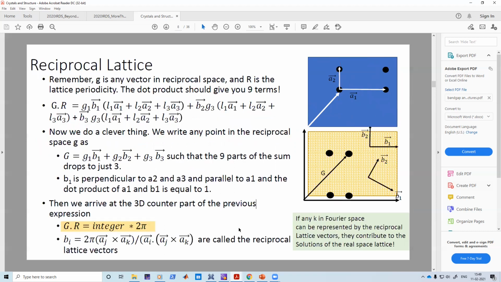And we saw that any k in Fourier space, if it can be represented by a reciprocal lattice vector, should contribute to the solutions in the real space lattice. So the real space lattice has some periodicity. It has some contributions in its Fourier series. What k's can contribute to the Fourier series? Those are actually reciprocal lattice vectors or some linear combination of reciprocal lattice vectors.